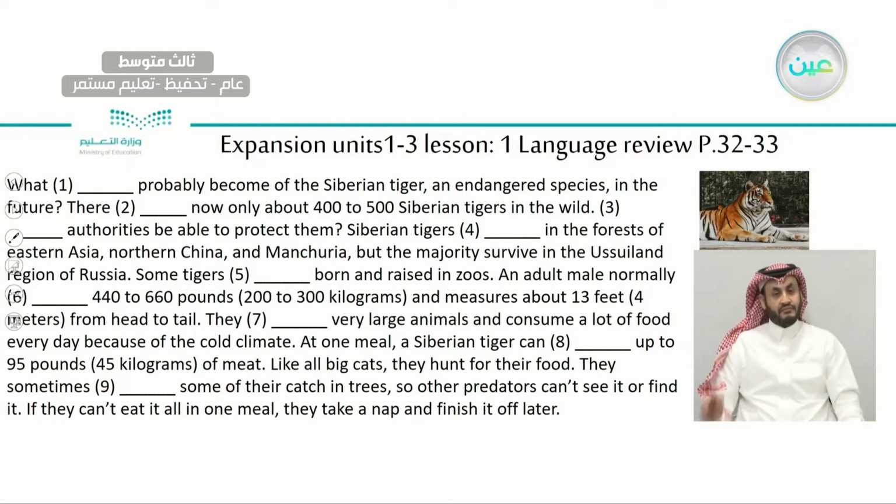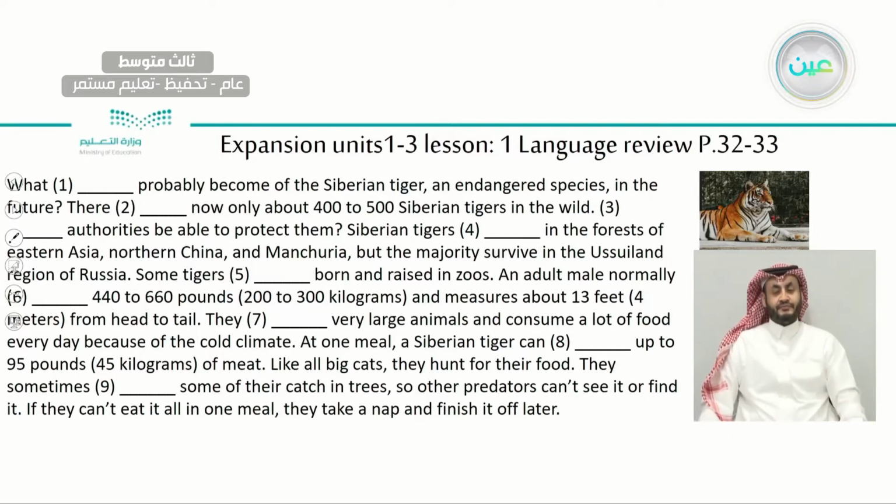Excellent. Will. Do you remember? What will probably become of the Siberian tiger, an endangered species, in the future? So we already know that for the future we're using either present progressive or will. But we saw "probably," so automatically we put will. Look at the other ones, read it first, then try to figure out the answer.